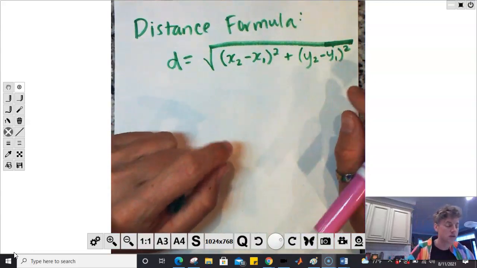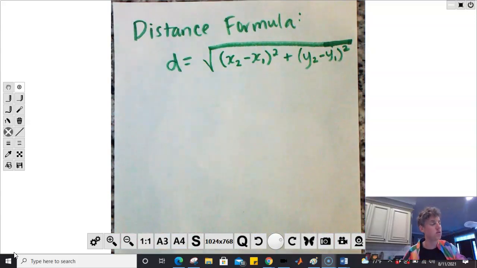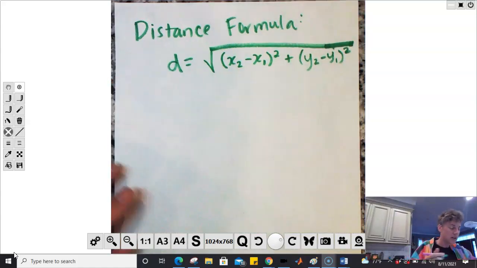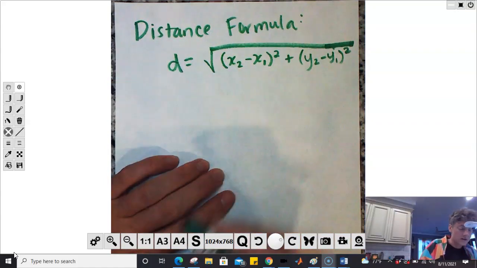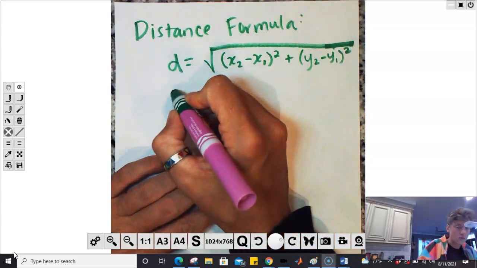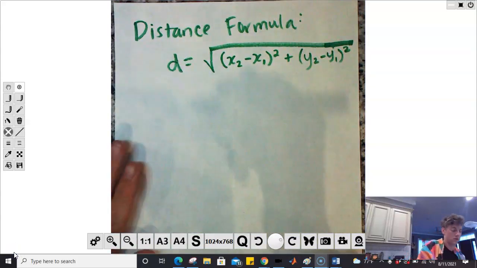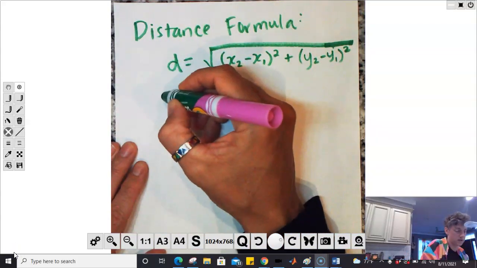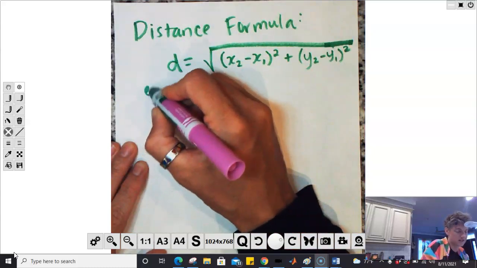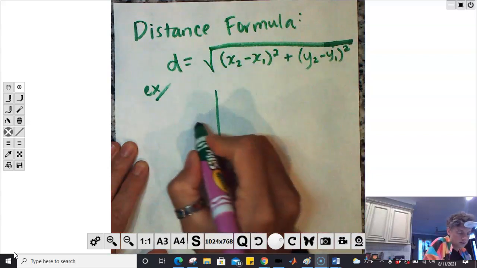Now these x1s, x2s, y1, y2, those are relating to 2 points. So we're going to find the distance between 2 points. So I need to give you 2 points. Let's say we've got a point at, actually, you know what, let's draw ourselves a little graph so we can see where the points are going to be for this example. Alright, draw a quick little graph.